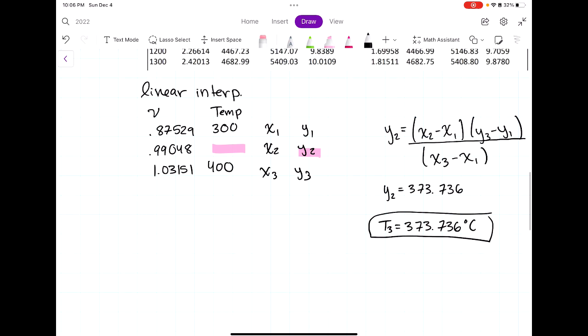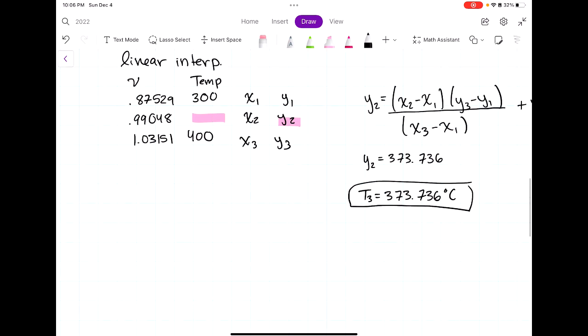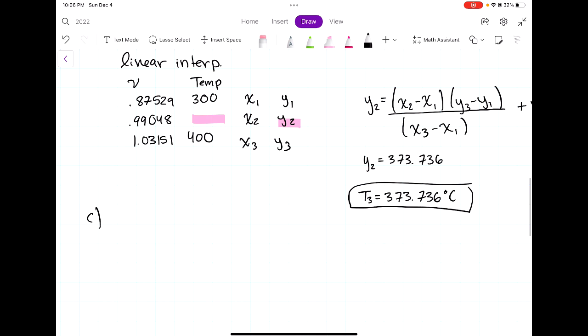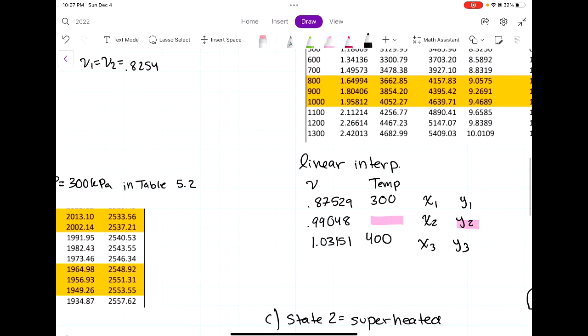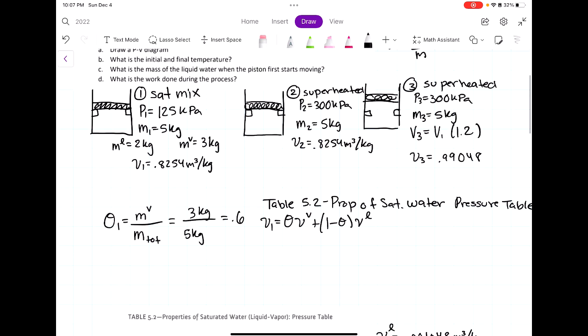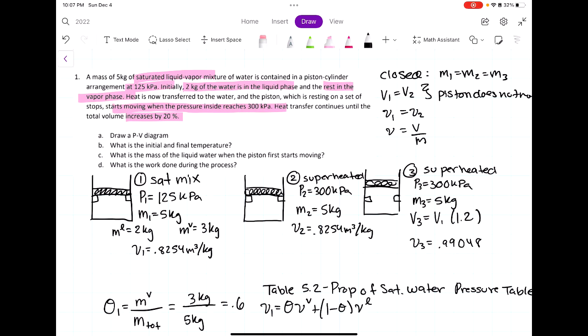So for question C, state 2 is superheated, which means that the liquid mass is equal to 0. So that was pretty easy too. Let's look at the last question, question D. It says, what is the work done during the process? Just a friendly reminder, work happens when the piston is moving. If the piston does not move, that means no work has been done.